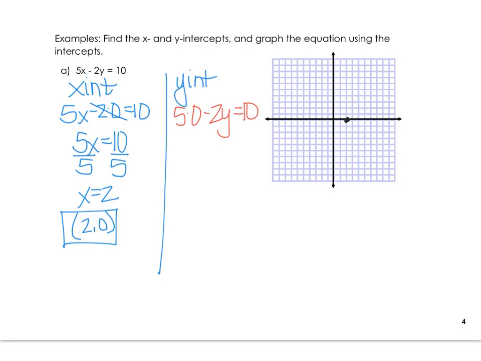Multiply if you can. 5 times 0 is 0, so it crosses out. So we're left with negative 2y equals 10. Again, a one-step equation. Dividing by negative 2, y equals negative 5. And again, I will mark this wrong if you write this for your y-intercept, because that's what the y value is, but an intercept is really a point. So we want to make sure we write that as an ordered pair.